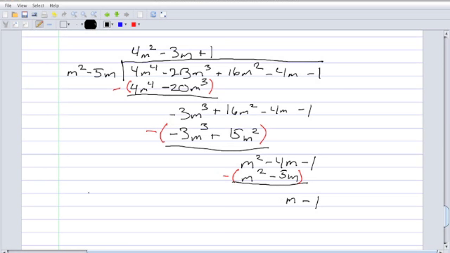So our final answer is just going to be 4m squared minus 3m plus 1 plus your remainder divided by, I think it's called your quotient. Forgive me about not knowing the terminology. But m minus 1, your remainder divided by, it's either your quotient or your divisor, and I think it's called divisor, but let me look it up.